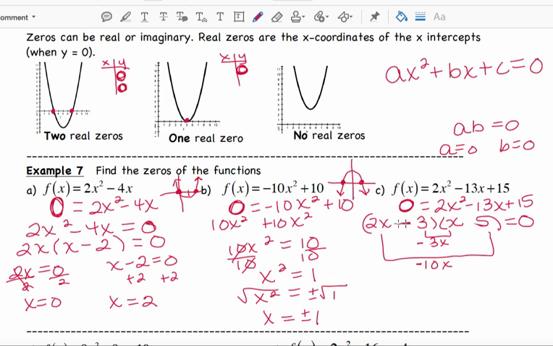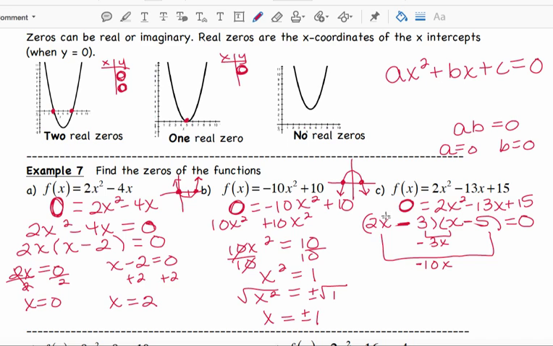And so this 3 would need a negative, this 5 would need a negative, and you just want to double check that if you multiply -3 times -5, you do get +15, and you do. So this is the correct factorization.